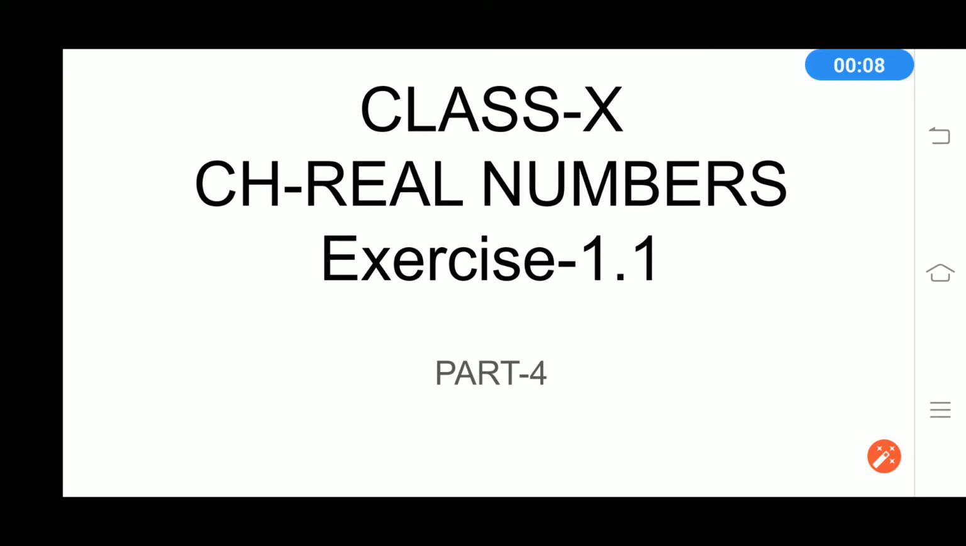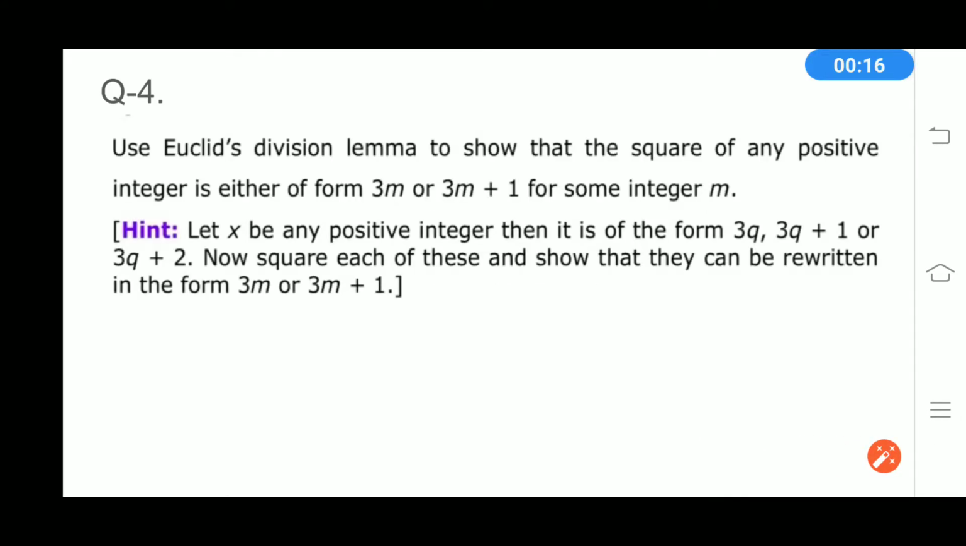Now, today we solve the last two problems of exercise 1.1. So, let's see the question number 4. Now, the question number 4 is: use Euclid division lemma to show that the square of any positive integer is either of the form 3m or 3m plus 1 for some integer m.